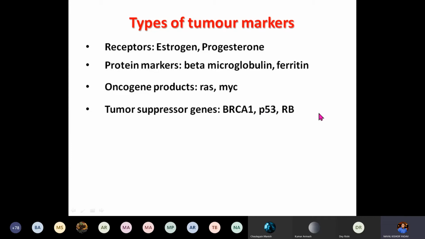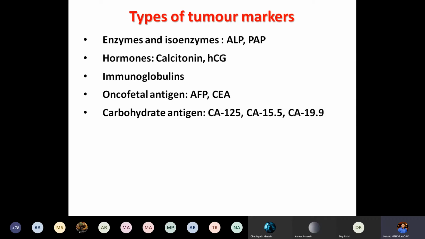So based on the nature of those molecules or substances, they have divided the tumor markers based on the nature, either it is an enzyme or it is a protein or it is a carbohydrate or it is immunoglobulins or it is a hormone or it is an antigen. Based on that, there are different types of tumor markers.